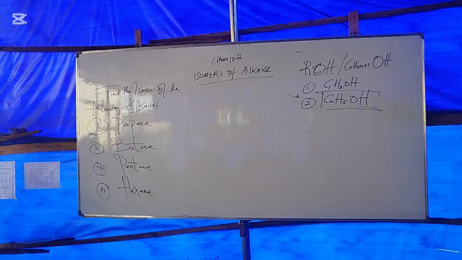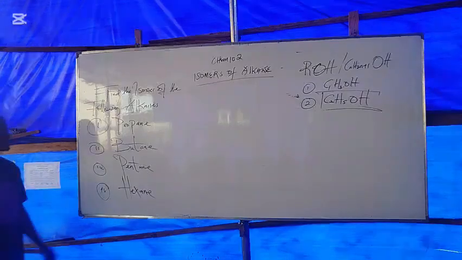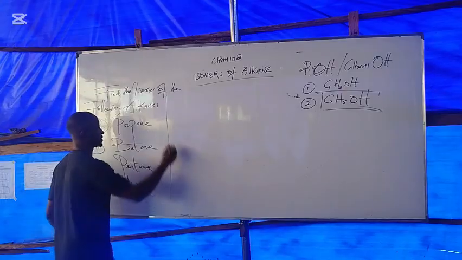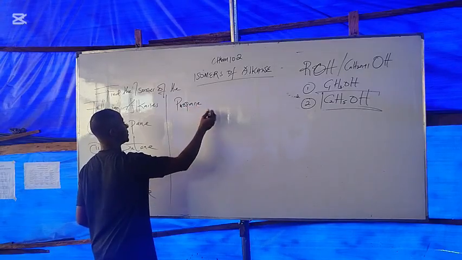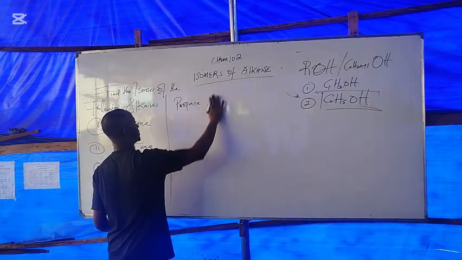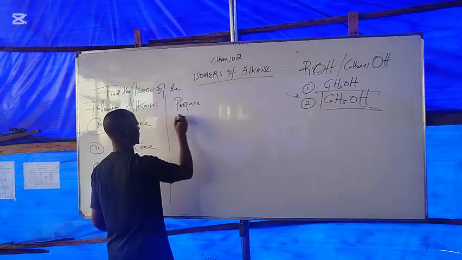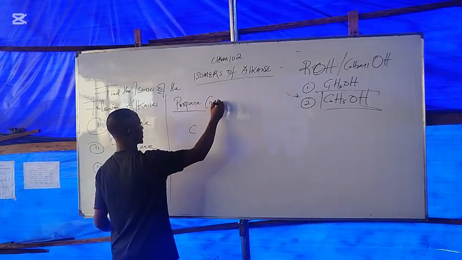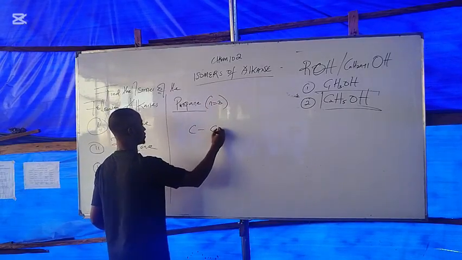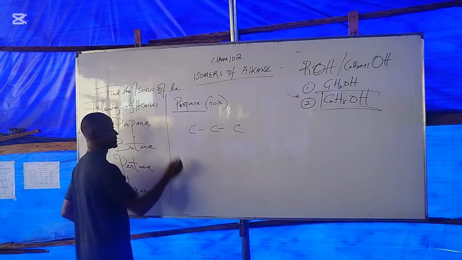The first 3 members of alkane have only one isomer. Propane falls under the first 3, right? So propane has only 1 isomer. Please pay attention. For propane, let's check. The number of carbon is 3. We have 1, 2, and 3, is it not?